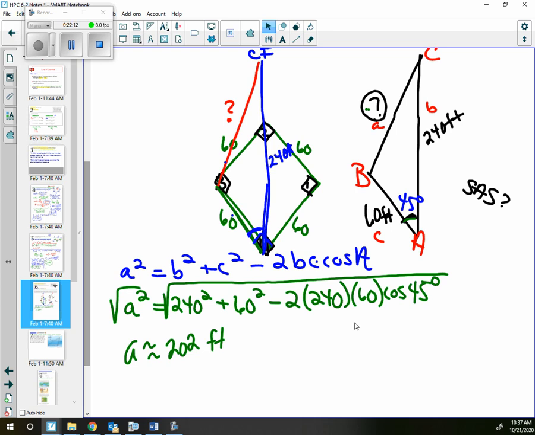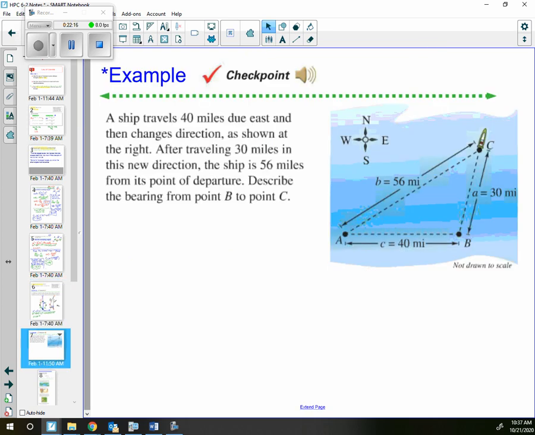Now we're going to do one more. We're going to do a little bit with navigation, looking at different ways that we can solve. So how do we use law of cosines in real situations? So we're going to do a navigation one. We have talked about how to do headings and what that looks like. So we're going to be kind of coming back to that.